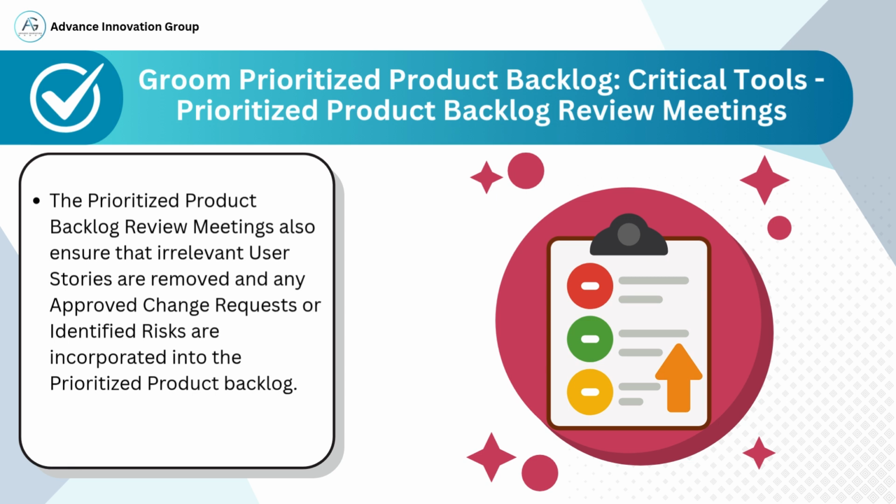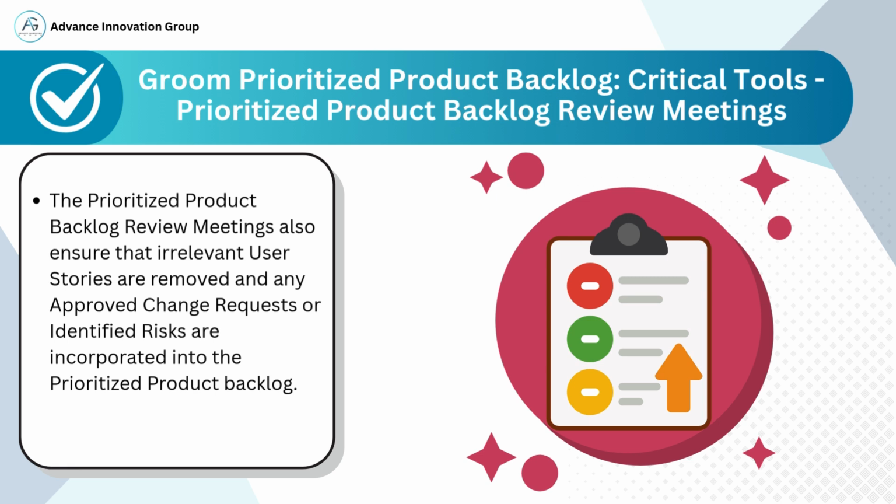These meetings are typically led by the product owner, but they involve input from the entire Scrum core team to maintain alignment. The end result is a refined, up-to-date backlog that is ready to feed into the next sprint planning session.